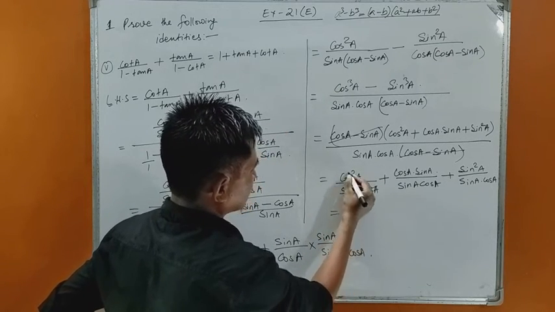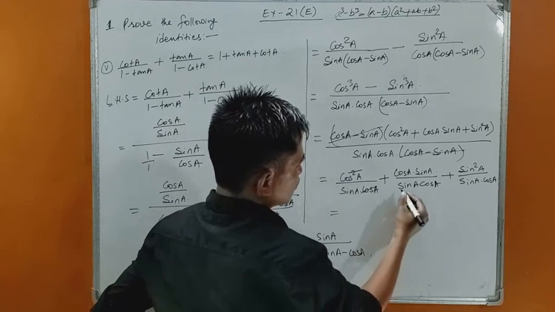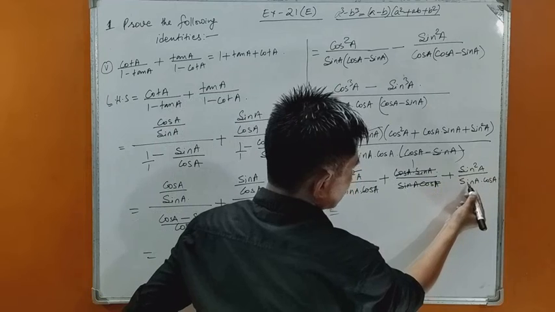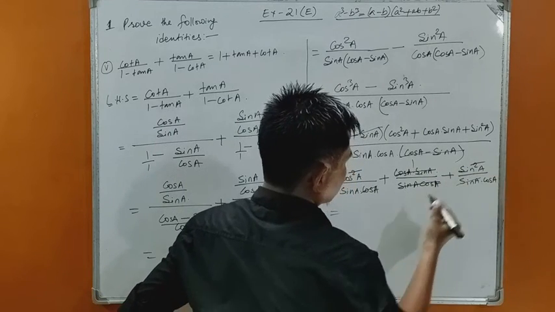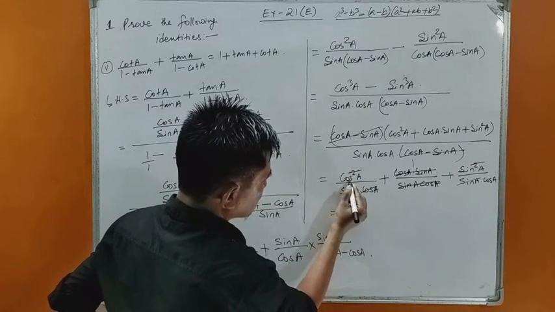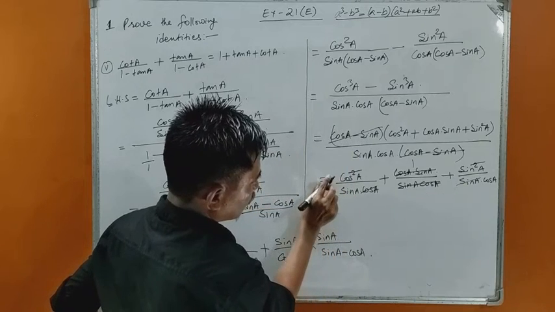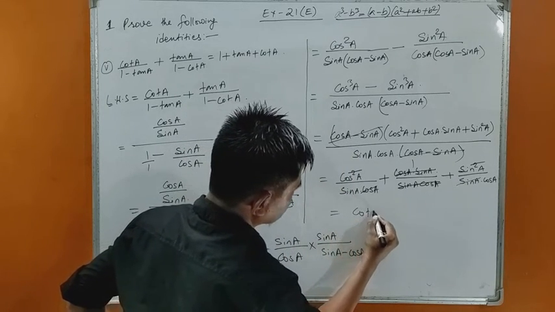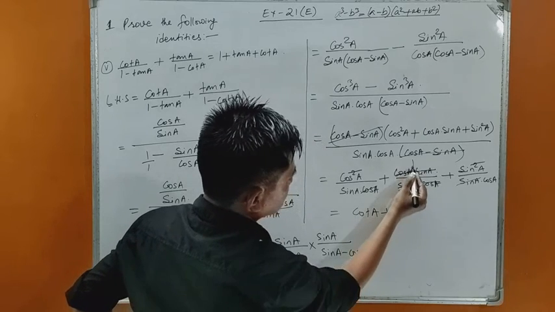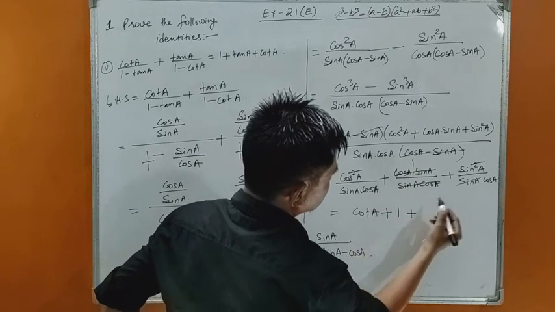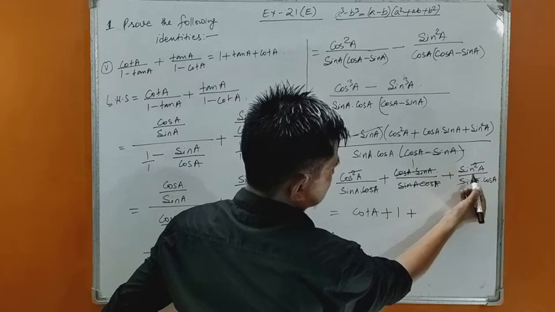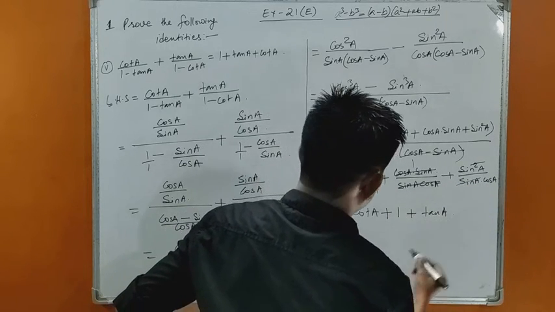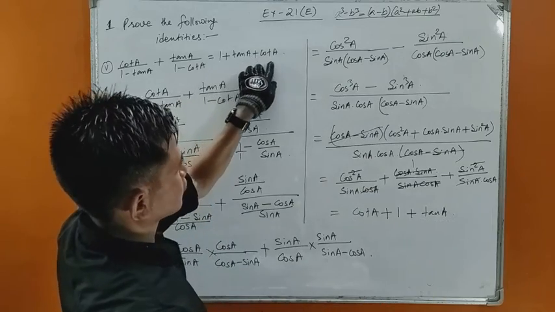So here we have cos A and here we have cos square A. So one cos A and one cos A can be cancelled. Here we have 1. Here we have sin square A and sin A, and sin A can be cancelled. So cos A upon sin A is cot A, isn't it? Plus this is 1 plus sin A upon cos A. Sin A upon cos A is tan A, isn't it? So this is the right hand side, 1 plus tan A plus cot A.